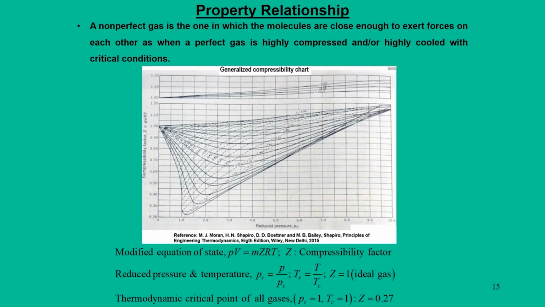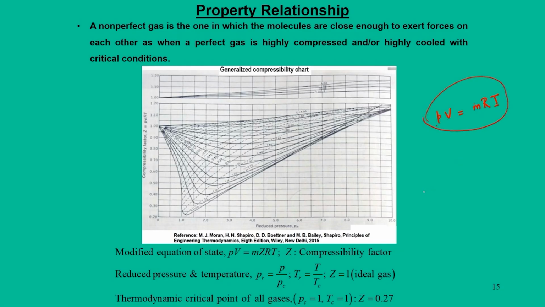So, basically we all know the equation for an ideal gas, that is PV equals mRT. This ideal gas equation says that pressure times volume is equal to mRT, where P stands for pressure, V stands for total volume, m stands for mass, R stands for the characteristic gas constant for that gas, and T stands for the absolute temperature. So, this equation holds good for an ideal gas.